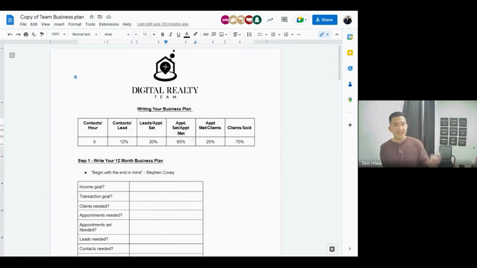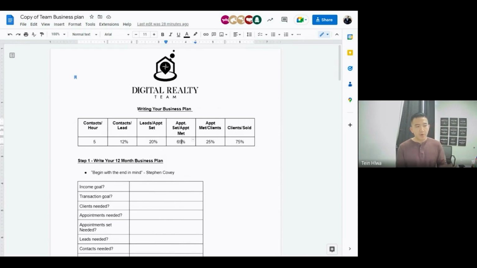Next, appointment set to appointment met. So you're going to have cancellations in this business. You set an appointment, there's a 65% chance of that appointment going through, or the other 35% of it not going through, right? So this is something that we want to keep in mind. We can't assume that if you set an appointment, you're always going to that appointment.